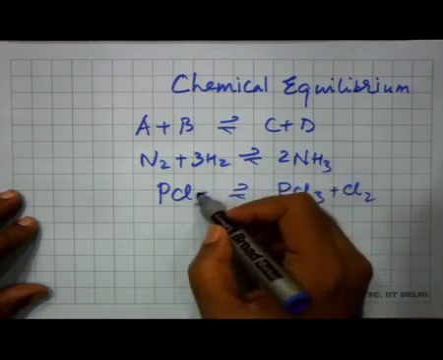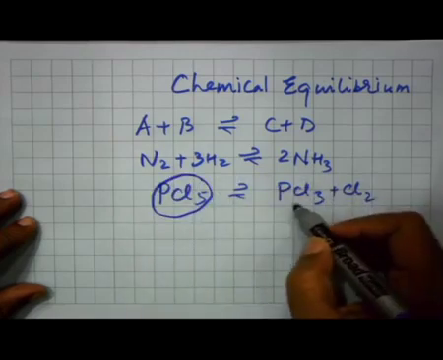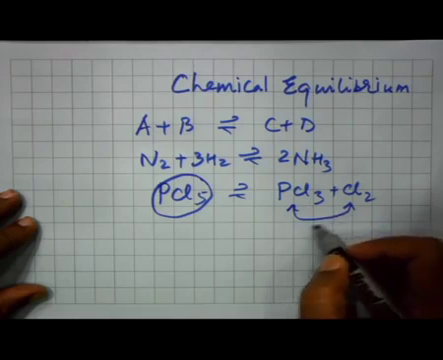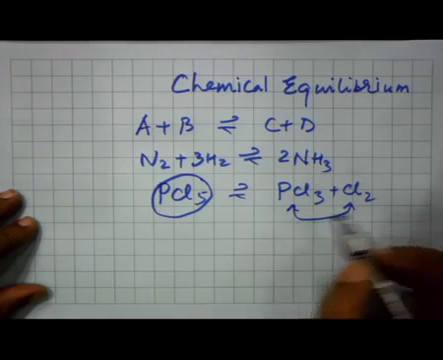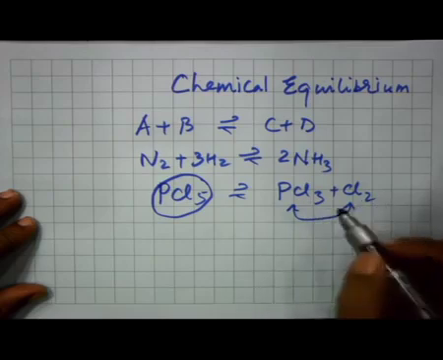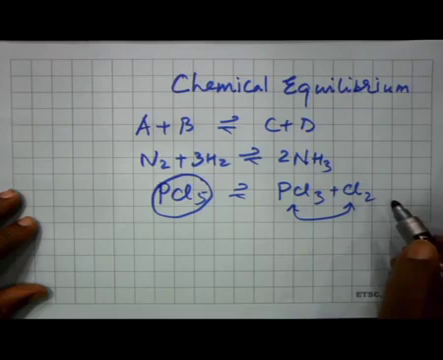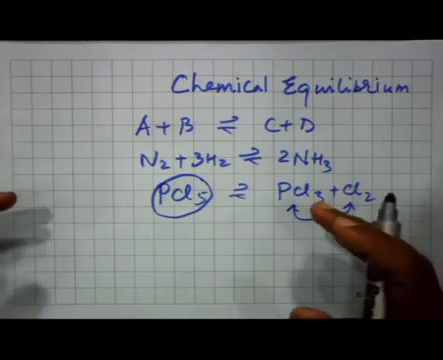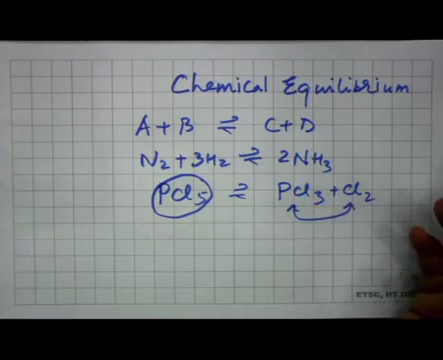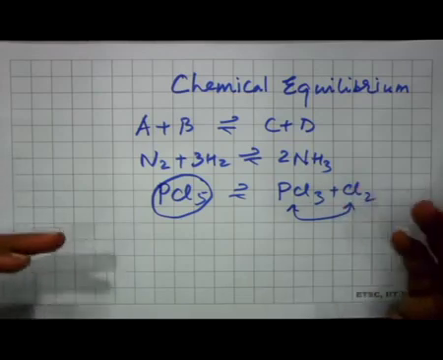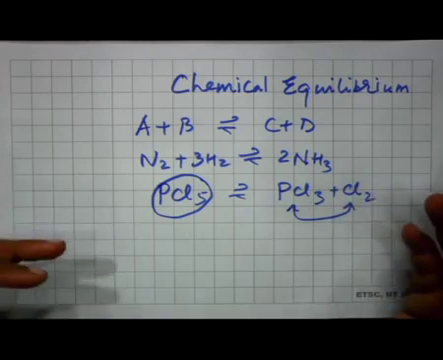So, either we start with PCl5 or PCl3 and Cl2, there will be one point when reactant will stop getting converted into product. After a time, 100% conversion is not possible. PCl5 does not go completely into PCl3 and Cl2. Only an amount of PCl5 will change to PCl3 and Cl2.